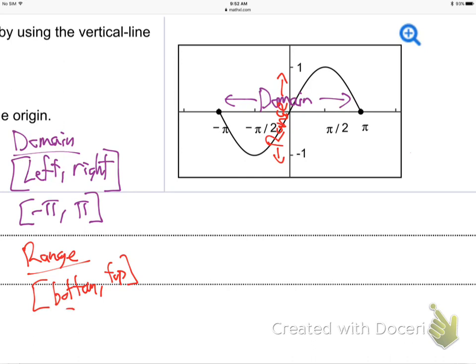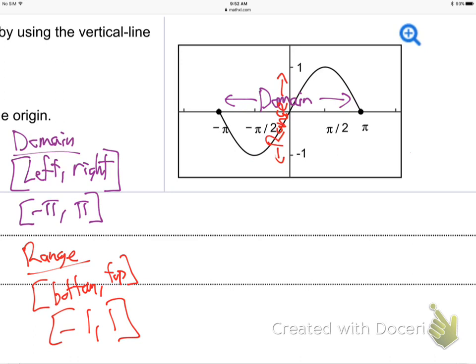What's the bottom? -1. Top is regular 1. Again, brackets, because it's solid. It hits those all the way up, all the way down. I mean, there's a solid graph there. Good on that, domain and range.